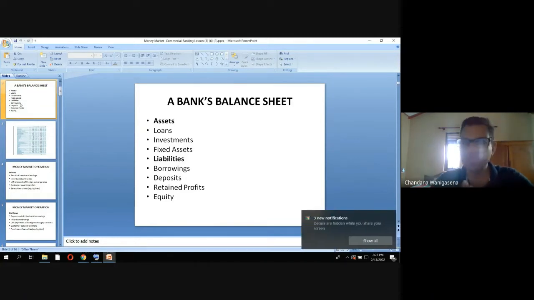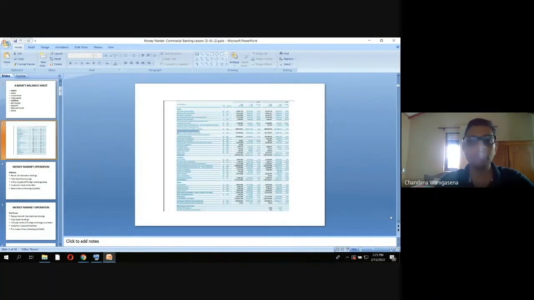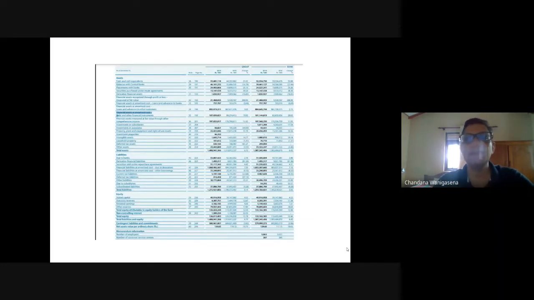So basically, these are the items in the balance sheet. Just to give you an understanding, this is the face of a balance sheet of a particular bank, right? This is a detailed balance sheet for you to understand. So let's see what the items are on top. On top we see cash and cash equivalents, balances with central banks, right? Placements with other banks, maybe deposits with other banks, securities purchased under resale agreements, right? Reverse repo with the central bank.